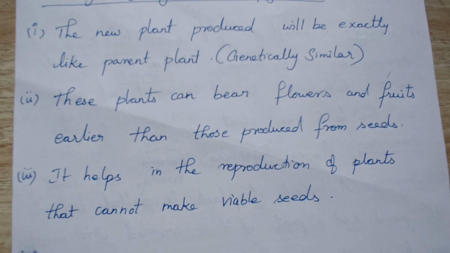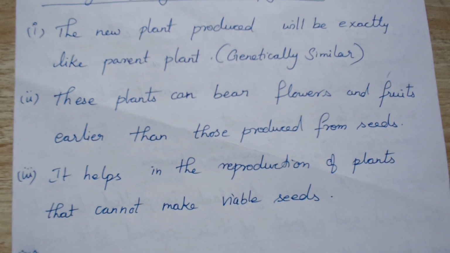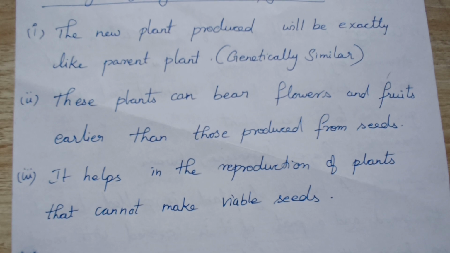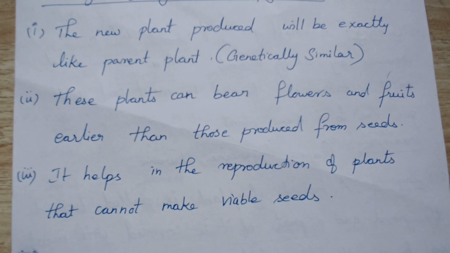For example, take a banana. It has seeds, but they are very small, and they cannot be separated and sown. So in that case, vegetative propagation is the only method to reproduce the banana plant. Similarly, the rose flower has seeds, but they have lost the capability to grow because they are very small and cannot germinate. So it helps in the reproduction of these plants. These are some of the advantages of vegetative propagation. Okay, thank you.